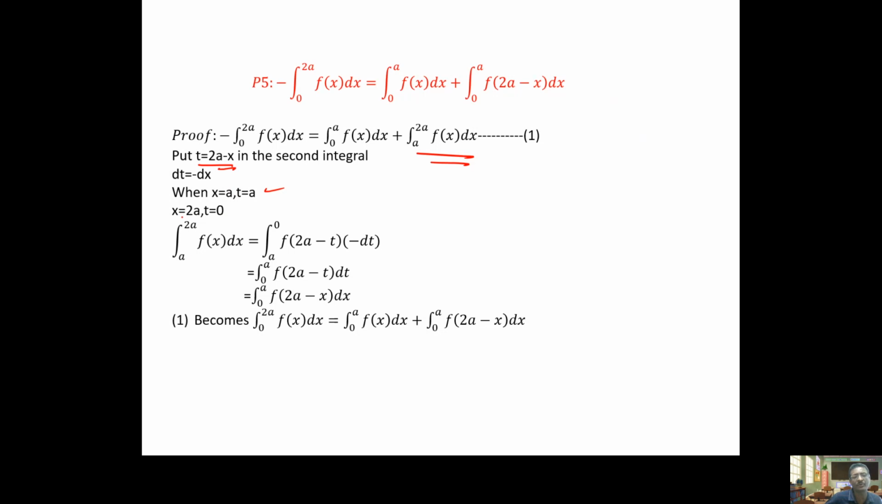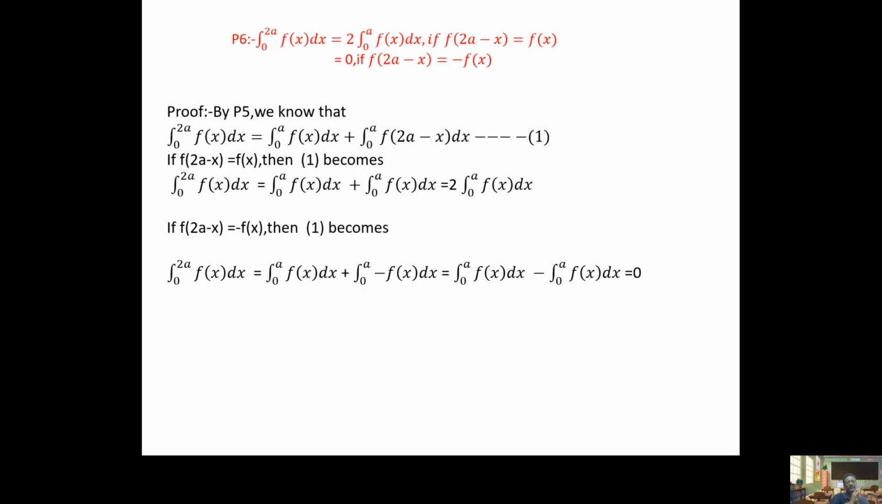So integral a to 2a f of x dx is equal to integral a to 0 of f of 2a minus t into minus dt. Because of this minus, a to 0 becomes 0 to a f of 2a minus t dt, and integral 0 to a f of 2a minus t dt is what? Integral 0 to a f of 2a minus x dx. So integral 0 to 2a f of x dx is equal to integral 0 to a f of x dx, and instead of integral a to 2a f of x dx, we can write integral 0 to a f of 2a minus x dx. This is the answer.